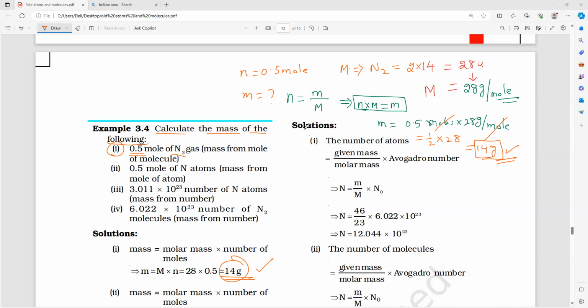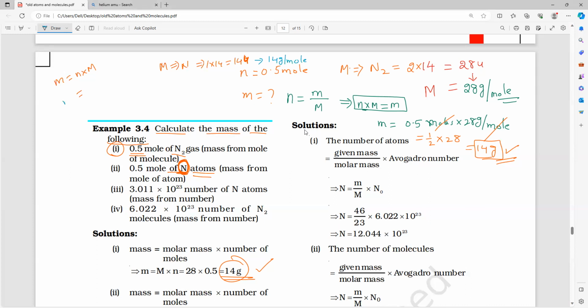Okay, next. Next one you see, everybody. 0.5 moles of N. Here, what have they given? N. N means atom or molecule? Atom. So now again the same thing. Mass is equal to number of moles into molar mass. But this time, molar mass of N. What is the molar mass of N? 1 into 14, which is equal to 14 u. Am I right? Yes or no? 14 u means 14 gram per mole. Over.